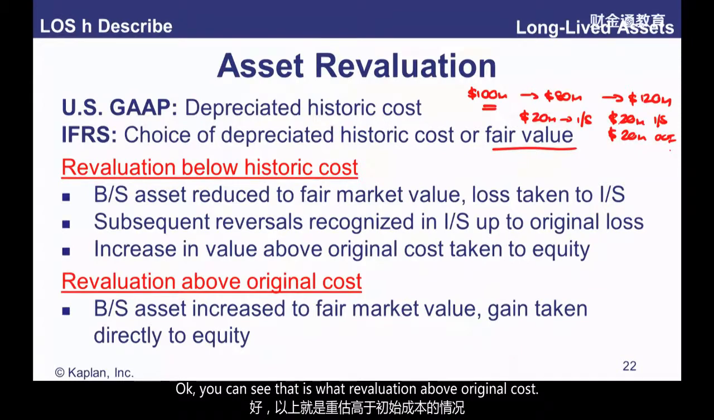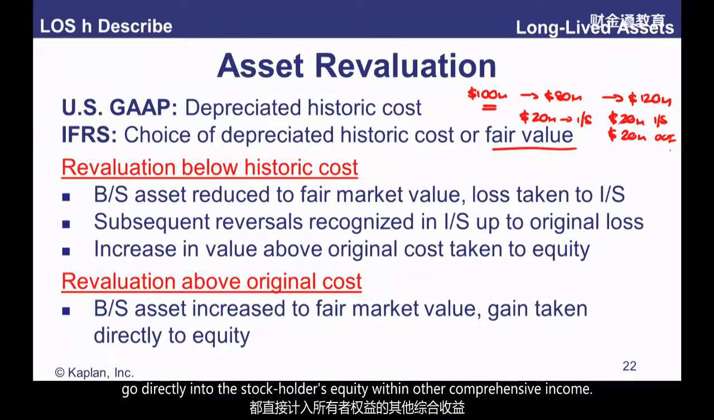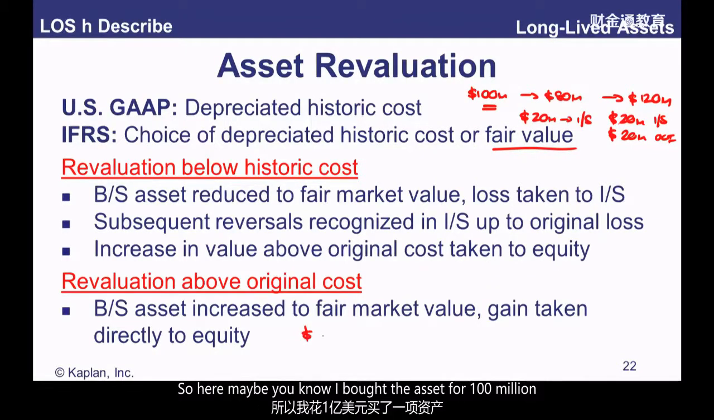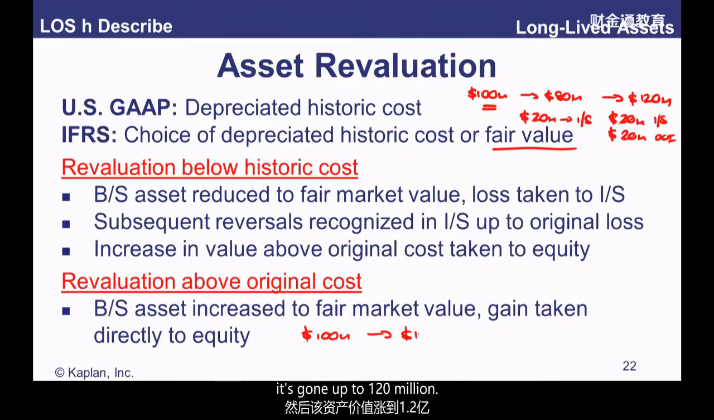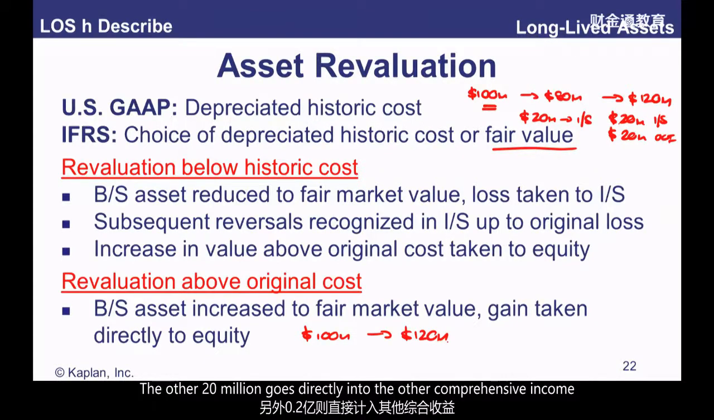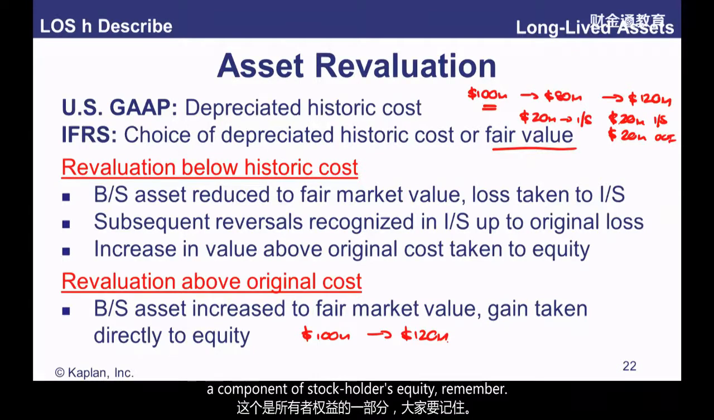Revaluation above original cost: any amounts above original cost go directly into stockholders' equity within other comprehensive income. So here maybe I bought the asset for 100 million. It's gone up to 120 million. So I increased the carrying value of the asset by 20 million. The other 20 million goes direct into other comprehensive income, a component of stockholders' equity, remember.